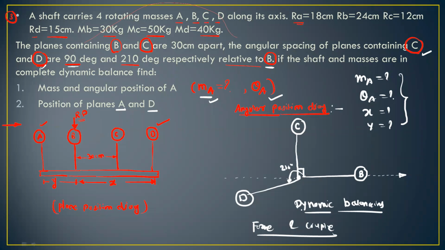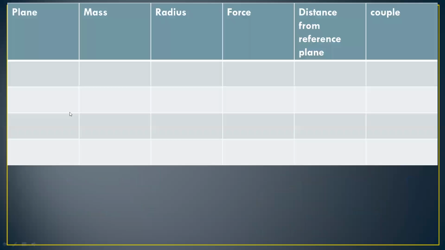So to draw the force or couple polygon, first prepare this table. The first column is the plane, then mass in that plane, radius of that mass, then centrifugal force, which is m into r, and the unit is kg meter. We are neglecting the omega square. Then distance from the reference plane, this is L and it is in meter, and this couple is equal to m r into distance, that is m r L.